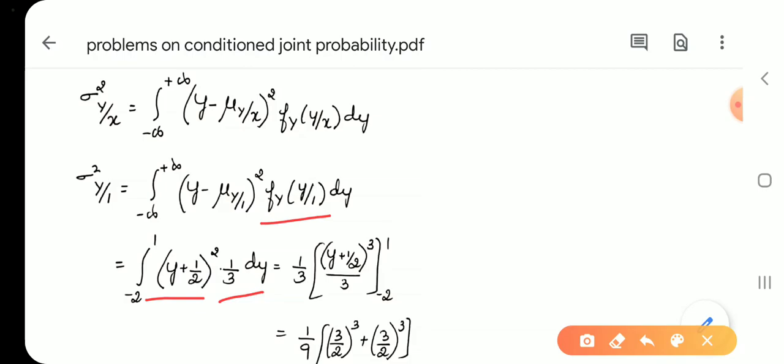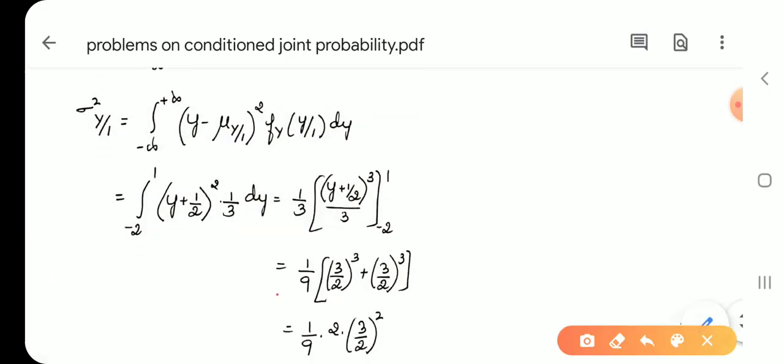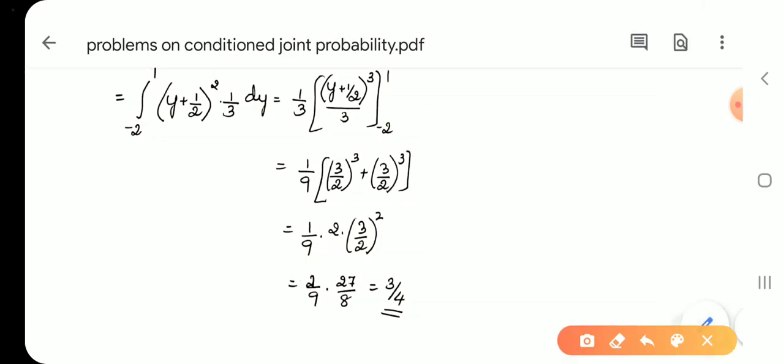1 by 3 I will write outside. The integral of (y plus half) whole square becomes (y plus half) whole cube by 3. The 3 taken out becomes 1 by 9. When I apply the upper limit, it becomes 3 by 2 whole cube. Lower limit, when I apply, again it becomes minus 2 plus half, which is minus 3 by 2. Minus is plus. It becomes again 3 by 2 whole cube. So 1 by 9, 2 times 3 by 2 whole cube. When you simplify this, you get 3 by 4.